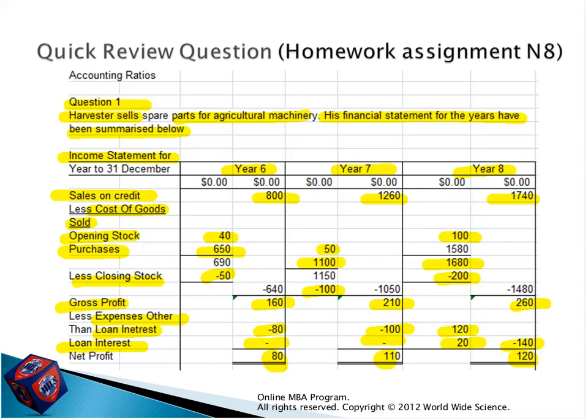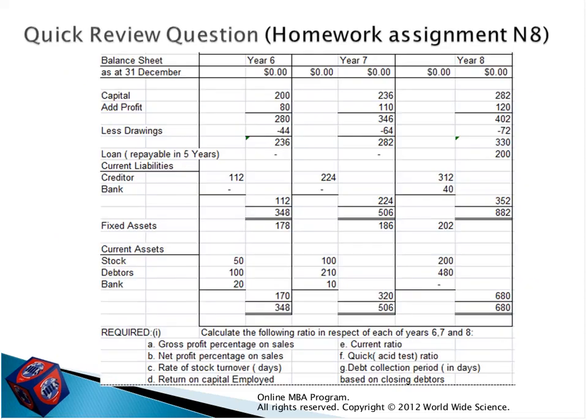Let's see. We have the balance sheet for the same Harvester company. In the balance sheet we have items like capital, the profit, less drawings, some loans which are repayable in 5 years, current liabilities, creditors, bank, fixed assets, and the current assets, which are stock, debtors, and bank.